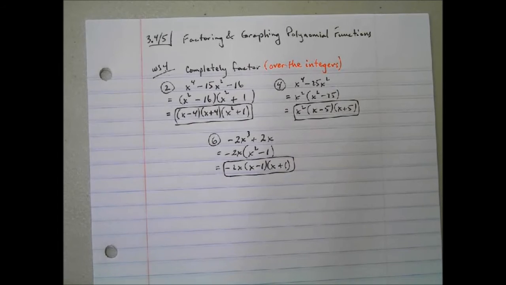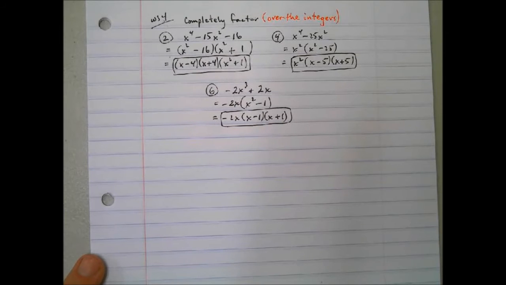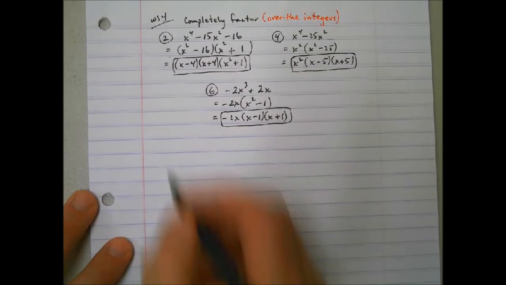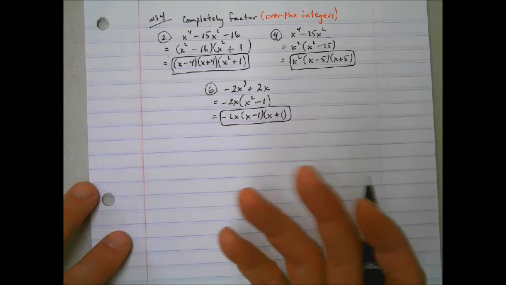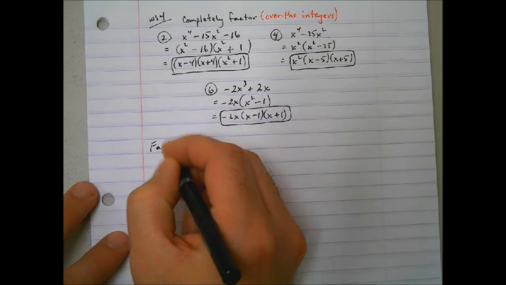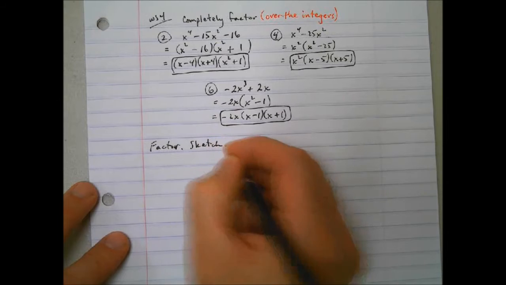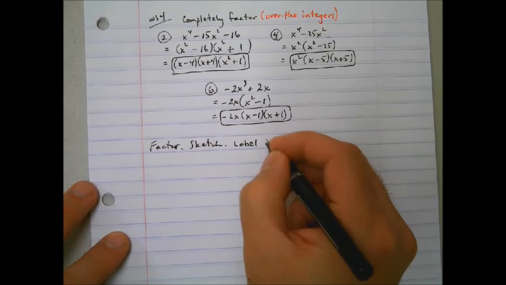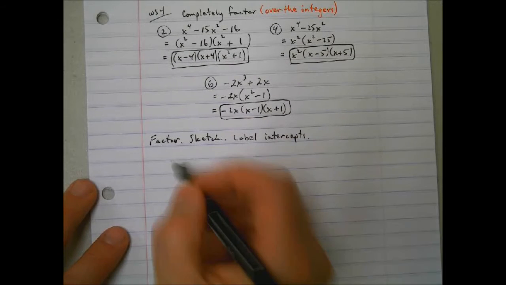Now, mostly we are graphing, but when we are graphing, it's to our advantage to have things in the factored form. And so directions are factor, sketch the graph, label the intercepts. So let's take a look at number 8.